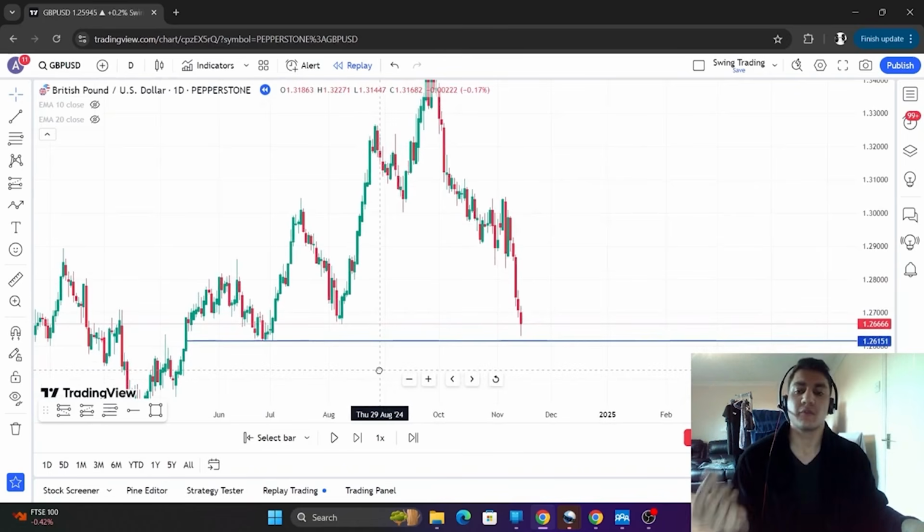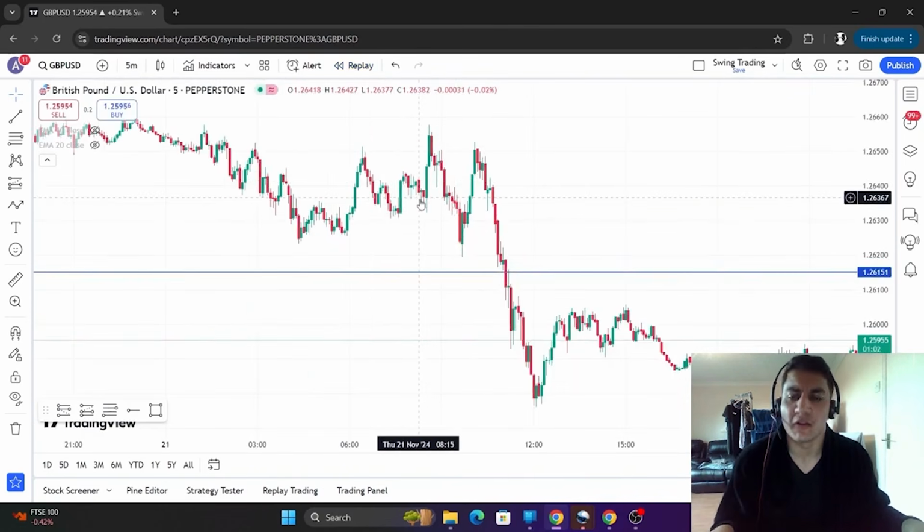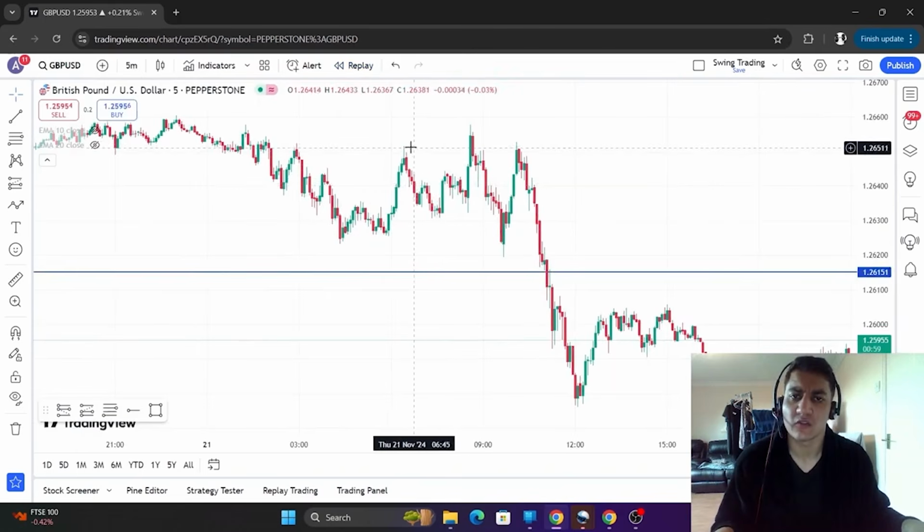So we're going to get the lower time frames, as always, wait for a liquidity sweep, and then we're going to wait for our entry. That simple. Right, so we're on the 5-minute chart now, and we're looking for our liquidity sweep. I hope it's pretty obvious.